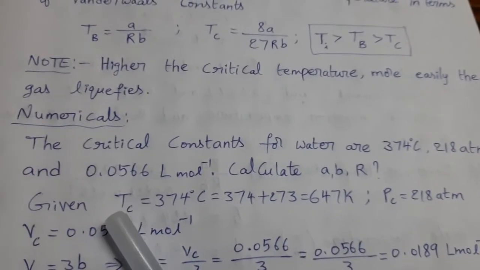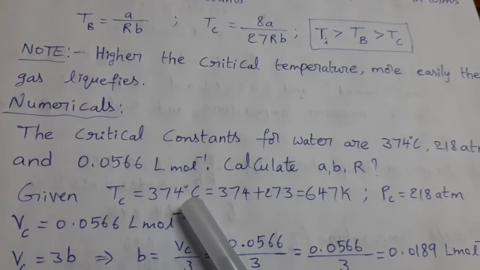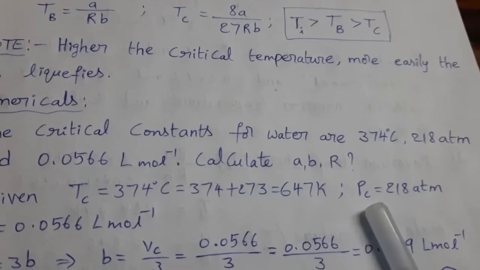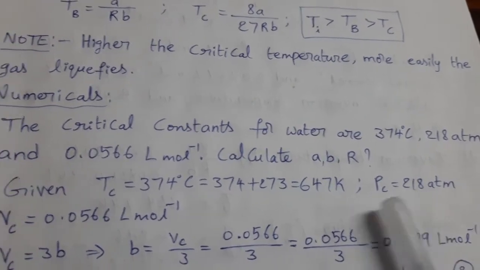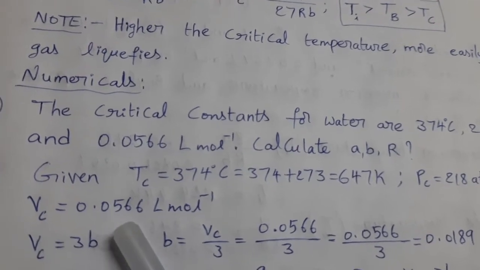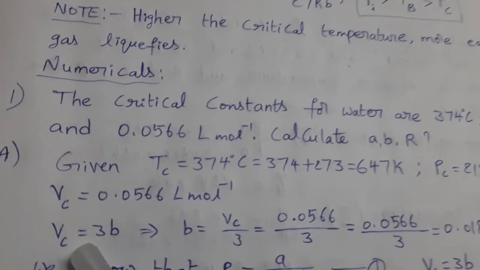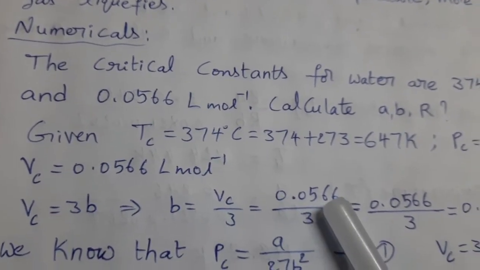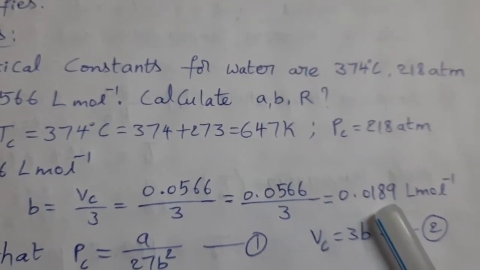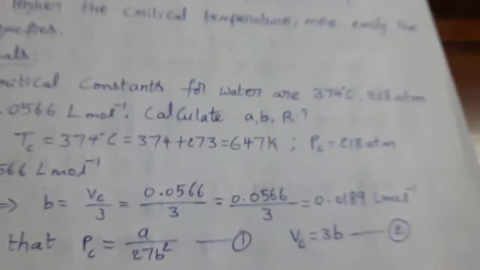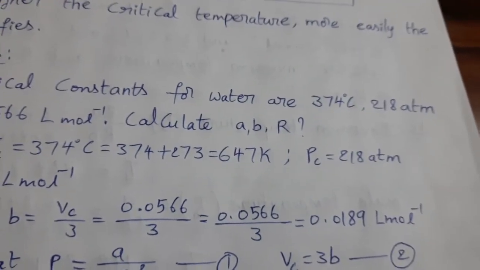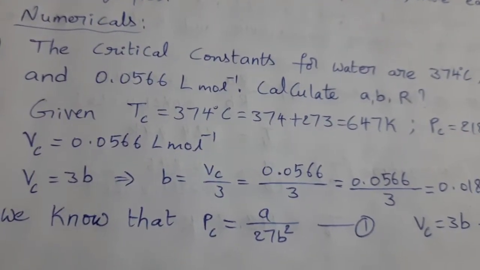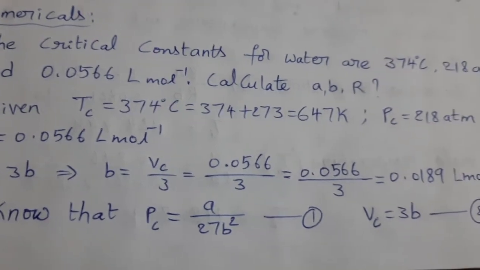Okay, note down the given values. Given Tc equal to 374 degrees Celsius, in Kelvin scale 647 Kelvin, Pc equal to 218 atmosphere, Vc equal to 0.066 liter mole inverse. Now Vc equal to 3b. From this, b equal to Vc by 3. Substitute Vc value. After calculation, we can get b value 0.0189 liter mole inverse.